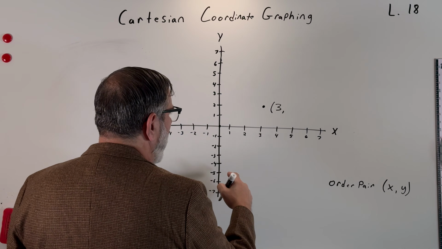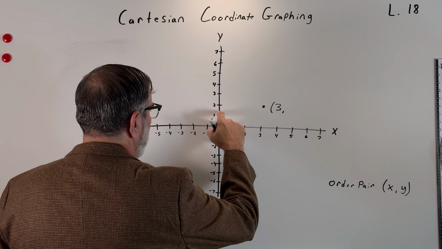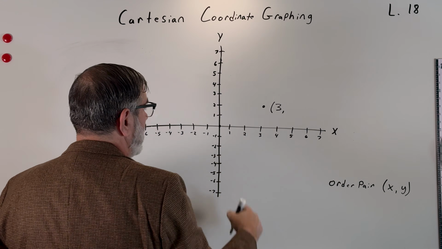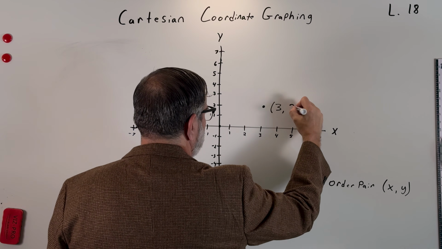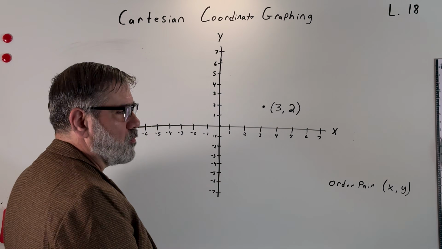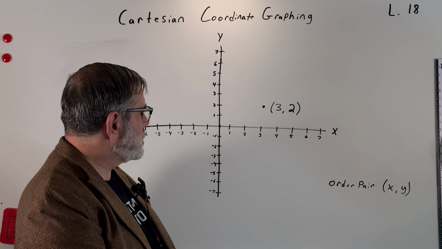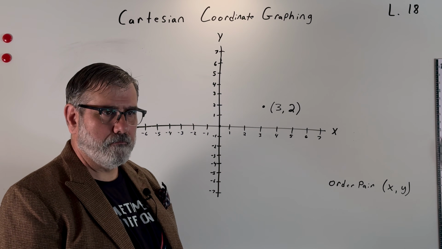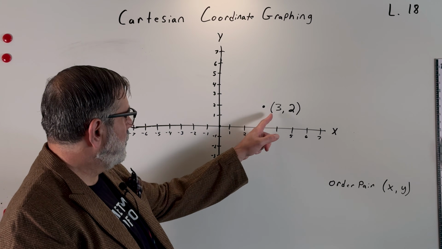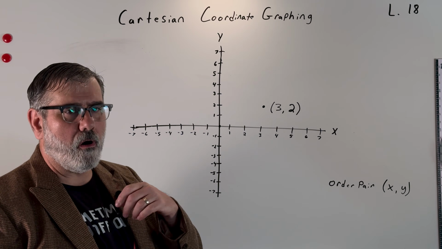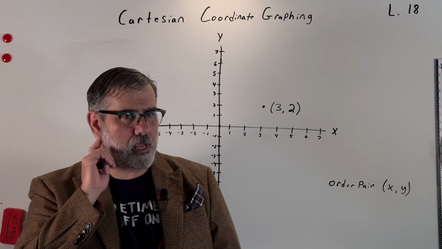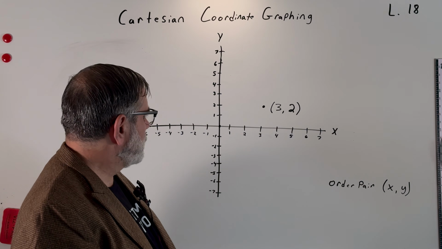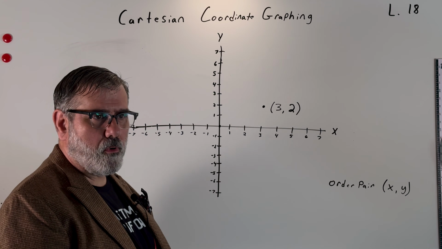Now, what is its y coordinate? Well, we have to count up 1, 2. It looks like this point is directly across from 2 on the y-axis. So that is its y coordinate value. So this is the point 3, 2. Make sense? Yeah. And so I've put the ordered pair next to the point itself. You don't always have to do that, but in this case we will, just so we can get used to these points and these coordinates.